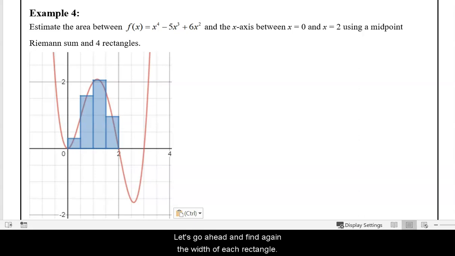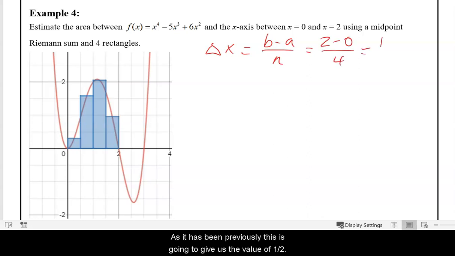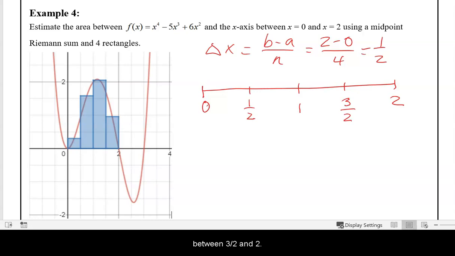Let's go ahead and find again the width of each rectangle. The width is given by delta x, which is going to be b minus a divided by the number of boxes. As it has been previously, this is going to give us the value of 1/2. Now, however, when I divide up my interval between 0 and 2, I need to split it up into the 4 boxes. That will give me a box between 0 and 1/2, a box between 1/2 and 1, a box between 1 and 3/2, and a box between 3/2 and 2.